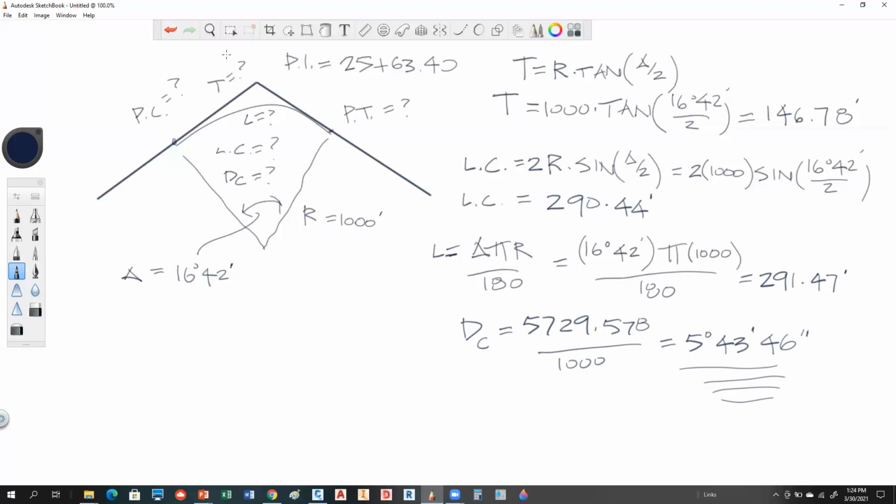All right, so we have this guy solved. We have that guy solved. We've solved that, and we've solved that. So now, how do we solve stations? Does anybody know how we could solve the PC? Just looking at that diagram, what would you think you could do to solve the PC?